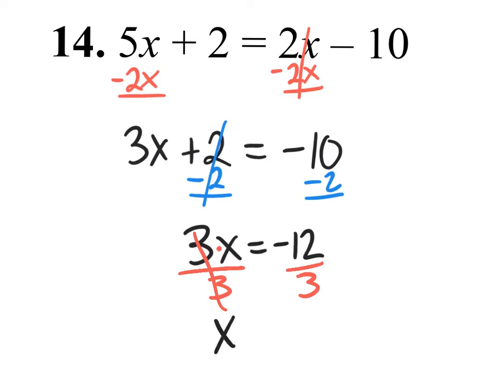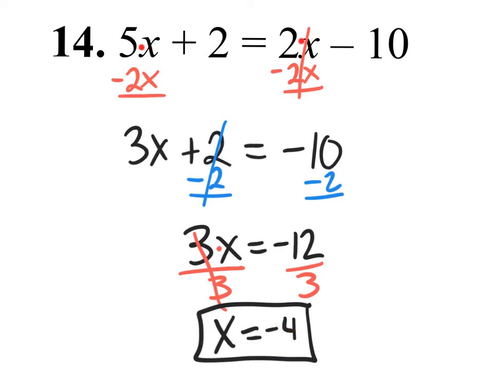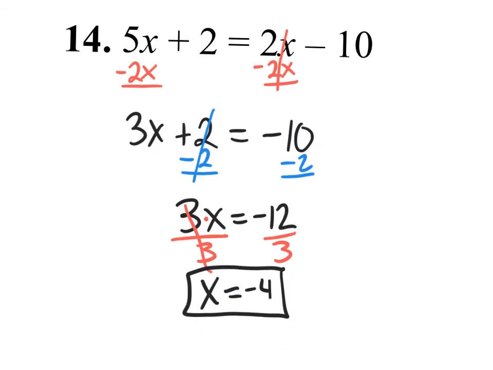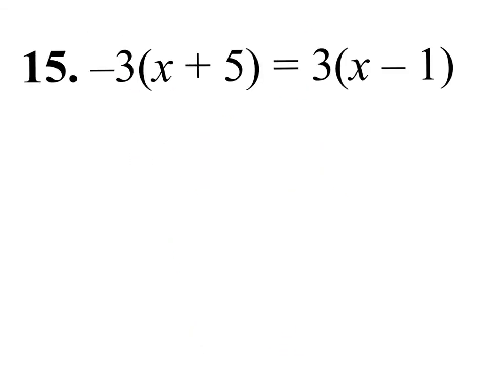We ended up with just x, and negative 12 divided by positive 3 is negative 4, and we are done. Again, if you wanted to double check, you would just take this negative 4 and plug it into both x's and check and see if it gives you a true statement of equality, which it does. Let's move on to number 15.